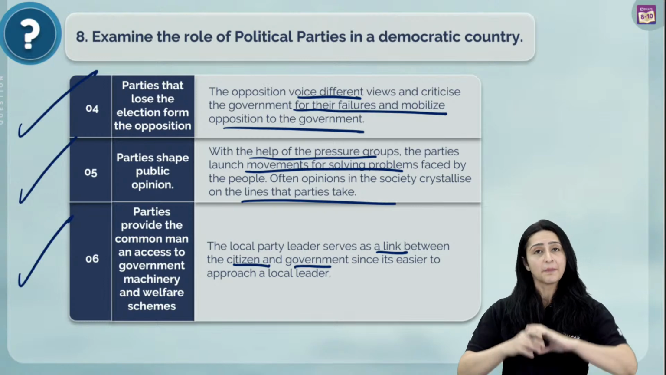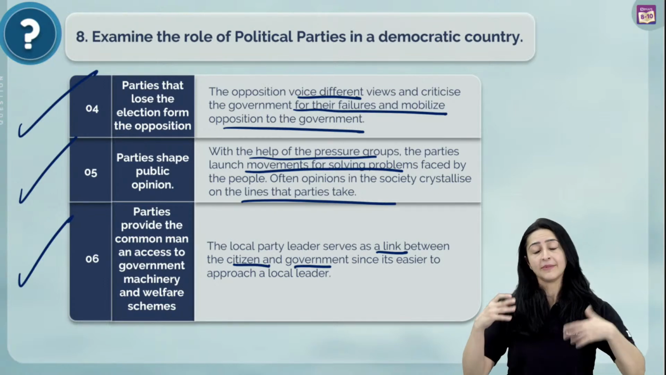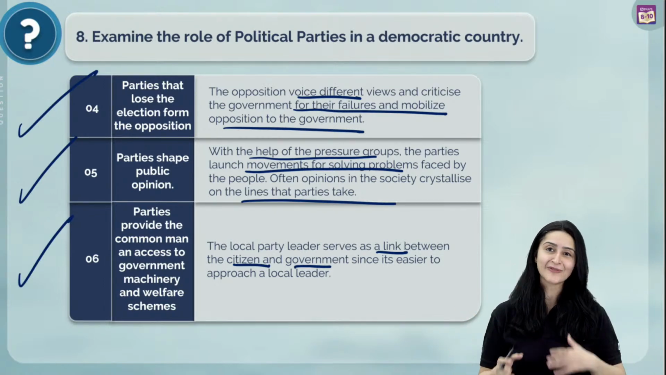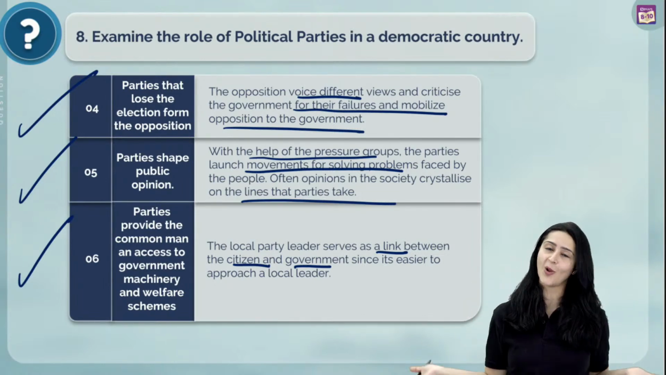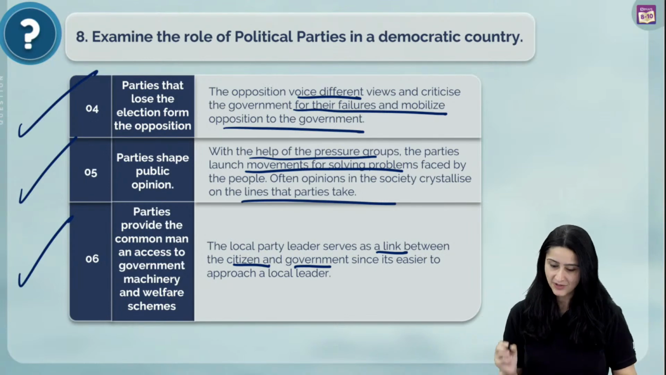So this is the role of political parties in a democracy. And depending on the number of marks, if it's a 3-mark question, you put in 3 points minimum. If there's a 5-mark question, then you put in lots more points, right? So this is the concept.